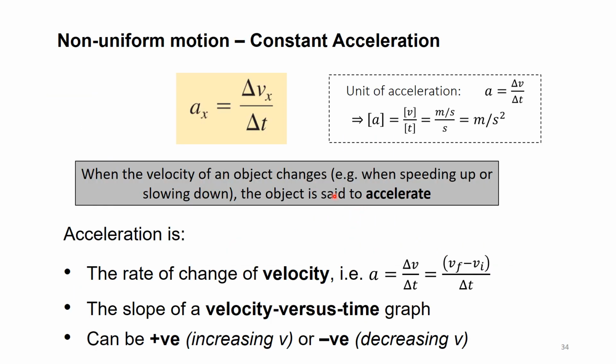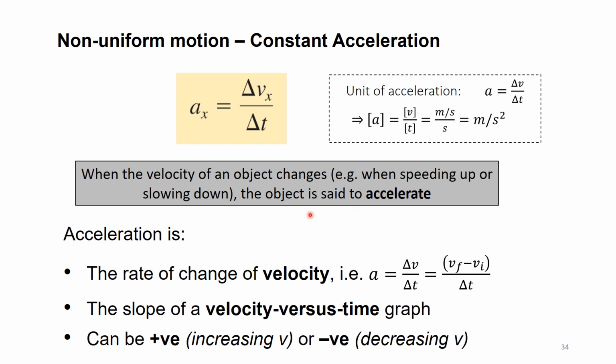Okay, now next concept, we look at non-uniform motion. So we look at the concept of acceleration. Earlier we looked at what happens when the velocity is constant, when the velocity is not changing, but now let's look at what happens when the velocity is changing. If the velocity is changing, we say that the object is accelerating. You can look in this box here. When the velocity of an object changes, when it's speeding up or slowing down, the object is said to accelerate.